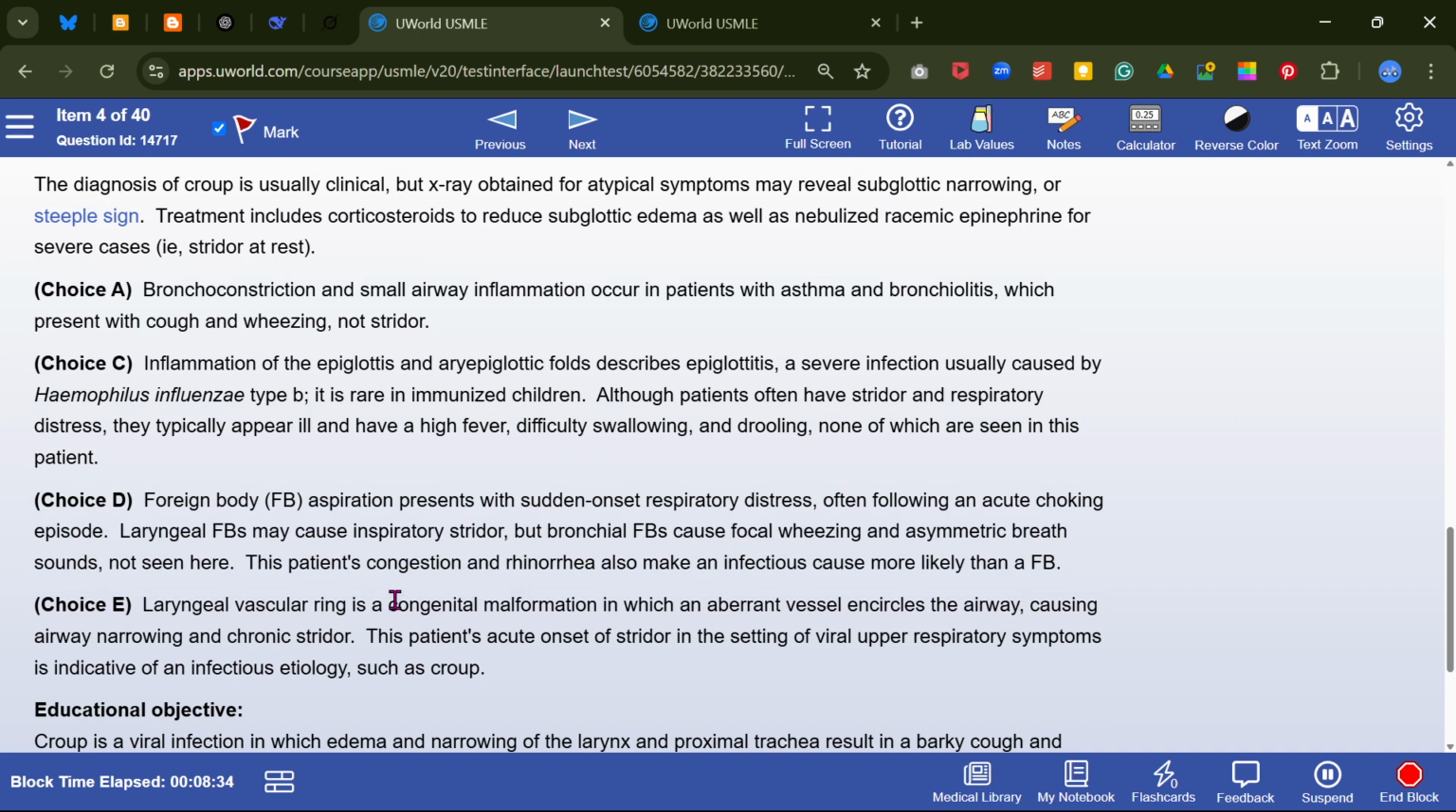And foreign body aspiration patients present with sudden onset respiratory distress, often following an acute choking episode. Laryngeal foreign body may cause inspiratory stridor, but bronchial foreign body causes focal wheezing and asymmetric breathing sounds not seen here. This patient's congestion and rhinorrhea also make an infectious cause more likely. Okay.